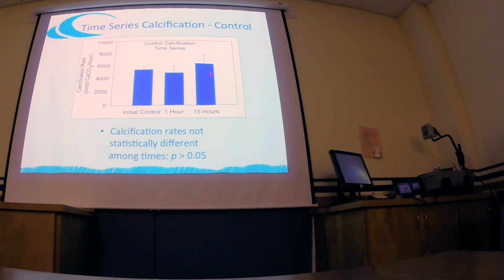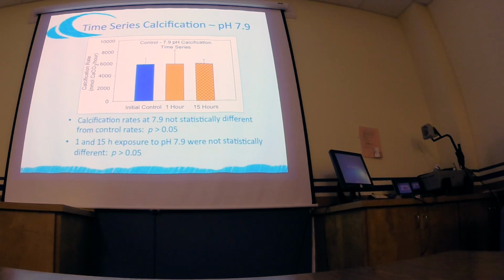So first, looking at my control series, I found that there's no statistical difference among the 3 calcification incubations, suggesting that there was no issue in my methods causing a decrease or increase in calcification rates by method alone. And then I looked at the calcification rates performed under a 7.9 reduced pH, and I found that these 2 calcification rates were not statistically different, and they were not different from our initial calcification rate.